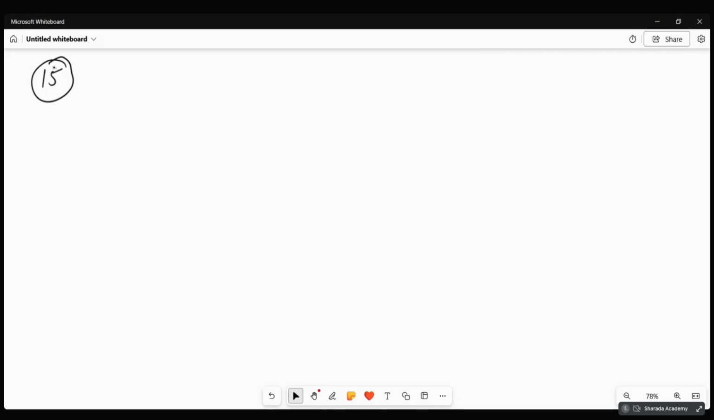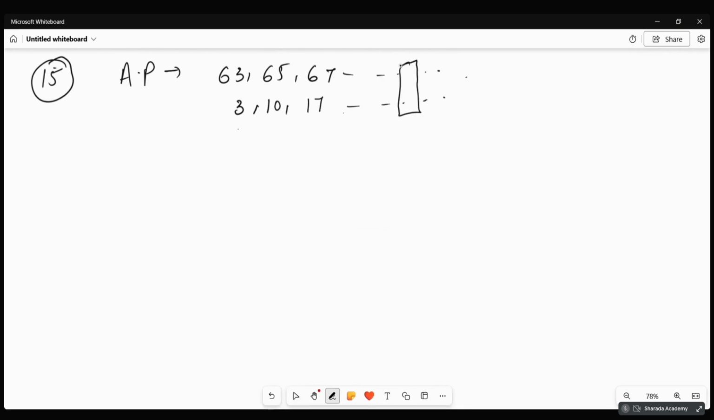For what value of n are the nth terms of the APs equal? See, there are two APs. Listen here. The first AP is 63, 65, 67, and it goes on. The second AP is 3, 10, 17, and it goes on like this. Okay, so there are two APs. Somewhere one value will be equal here.